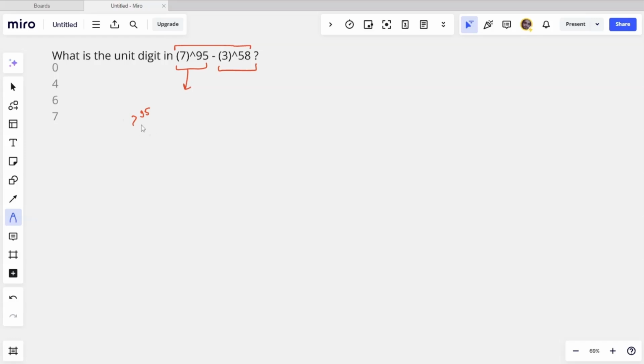As we know the concept of power cycle, the power cycle of 7 is nothing but 7, 9, 3, 1. Now let's divide 95 by 4, because we have 4 elements in our power cycle. 4 times 23 is 92, and the remainder is 3. So the third element in the power cycle will be our answer. What is the third element? It is 3. So the resultant unit digit of this expression will be 3.